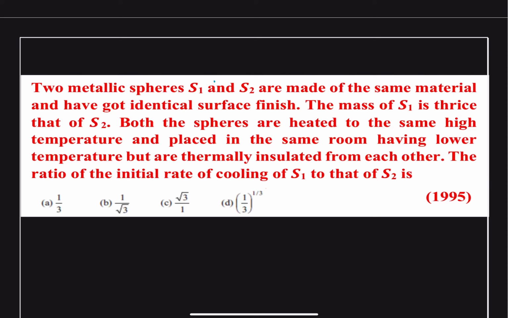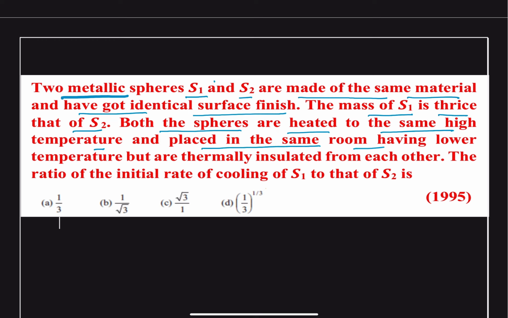Two metallic spheres S1 and S2 are made of the same material and have identical surface finish. The mass of S1 is thrice that of S2. Both spheres are heated to the same high temperature and placed in the same room having lower temperature, but are thermally insulated from each other. The ratio of the initial rate of cooling of S1 to that of S2 is.